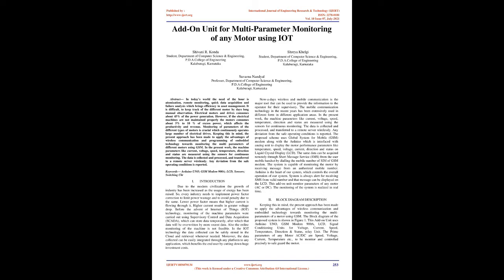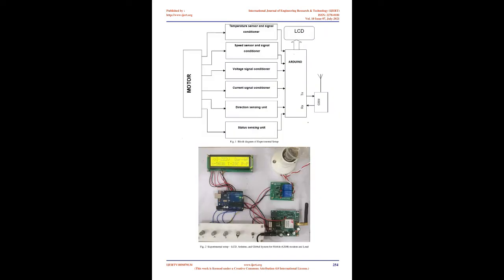Nowadays, wireless and mobile communication is the major tool that can be used to provide the information to the operator for their supervision. The mobile communication technology in recent years has been extensively used in different forms in different application areas. In the present work, the machine parameters like current, voltage, speed, temperature, direction and status are measured using the sensors for continuous monitoring. The data is collected and processed, and transferred to a remote server wirelessly. Any deviation from the safe operating conditions is reported.